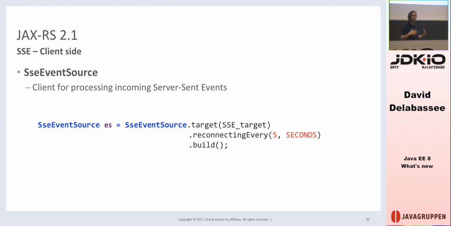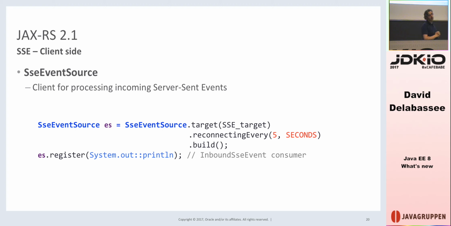We then have the ability to configure a few things, like in this case, the client container will try to reestablish the connection every 5 seconds if the connection has been dropped. And obviously, at the end, you need to actually build that object, which basically means building the SSE event source. Then you need to specify a few callbacks. One that you will have to specify is the one that will consume the inbound SSE event type. That is basically a consumer that will be invoked each time there is some payload being pushed on that connection by the server.